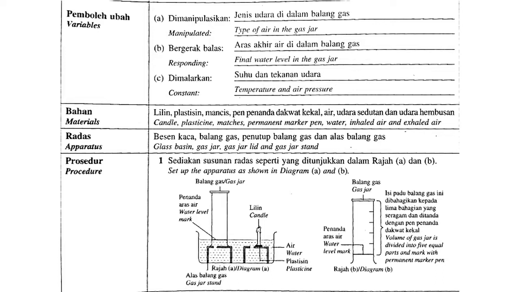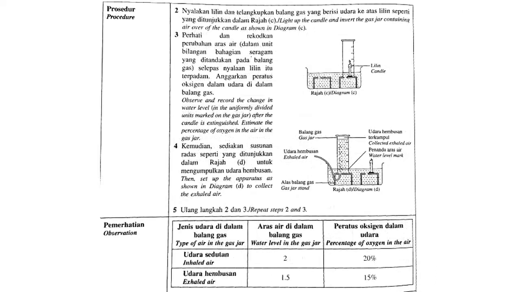Procedure: set up the apparatus as shown in diagram A and B. Light up the candle and invert the gas jar containing air over the candle as shown in diagram C. Observe and record the change in water level in the uniformly divided units marked on the gas jar. After the candle is extinguished, estimate the percentage of oxygen in the air in the gas jar. Then, set up the apparatus as shown in diagram D to collect the exhaled air. Repeat steps 2 and 3.